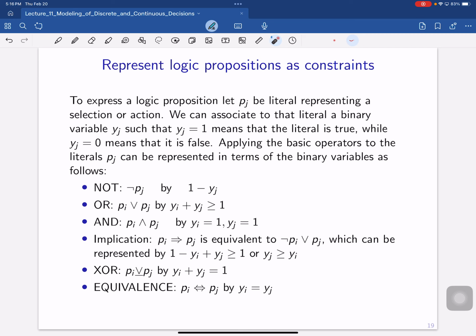Any questions here? Okay, you can check again. If you have some doubts on this, you can just go back to the truth table and verify by yourself.